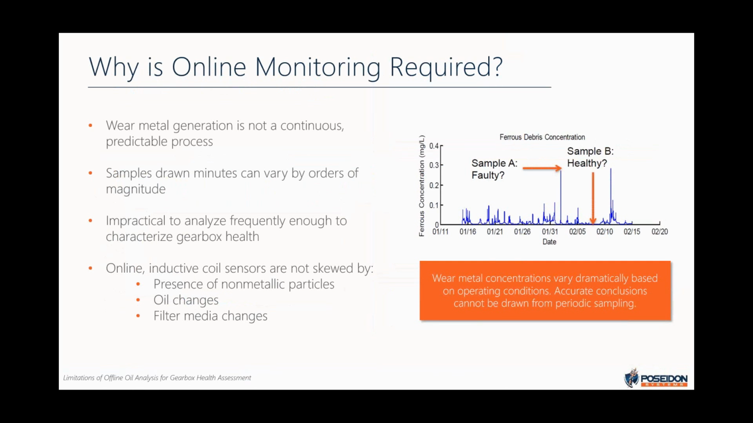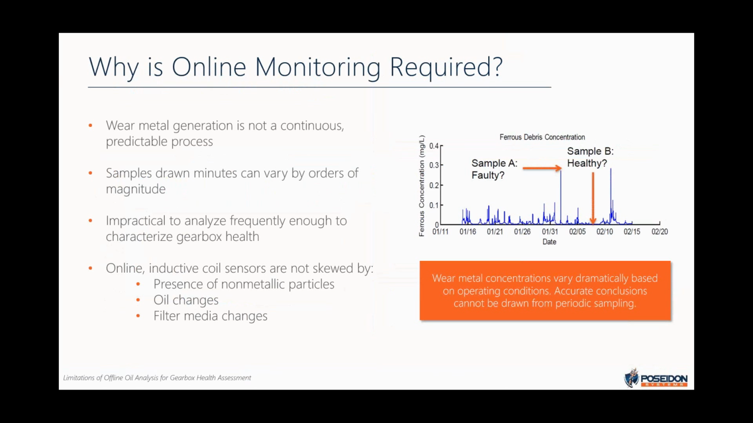Wear debris generation in any system is not a continuous or linear process. There can be huge variations in the amount of wear being generated based on factors like system speed, temperature, oil cleanliness, system vibration, as well as just the general inherent unpredictability of crack and fault propagations.